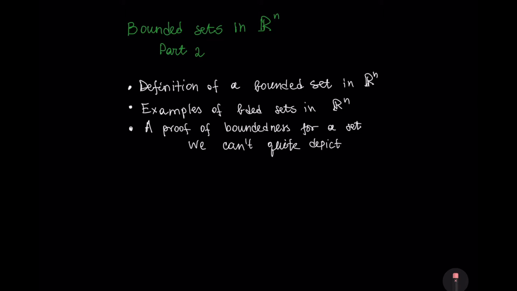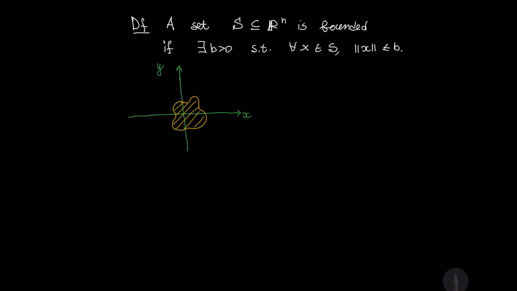So let's go ahead and recall the definition of a bounded set in Rn. A set S that is a subset of Rn is bounded if there exists a positive number B such that whenever we take an element X of the set S, the norm of that element is always going to be less than or equal to this positive number B. This is a formal definition. Let us look at an illustration to develop an intuitive understanding of what this means.